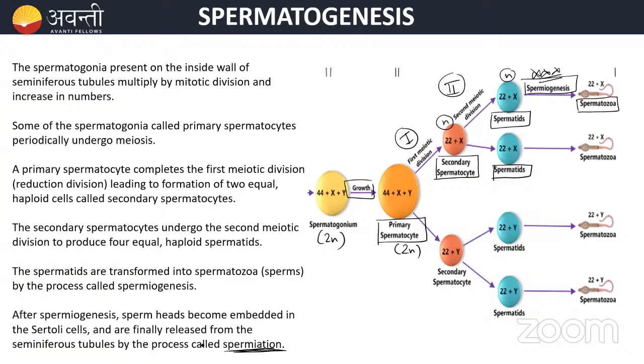Okay, so these three terms are very, very important. Many times this question comes. You should remember the difference between spermatogenesis, spermiation, and spermiogenesis because these three terms have different meanings. Spermatogenesis means formation of sperm. Spermiogenesis means when the spermatids are transformed into spermatozoa or sperm. Spermiation means when the sperm are fully mature and released from the seminiferous tubule. So these three terms have different meanings. Remember this, student, very important.